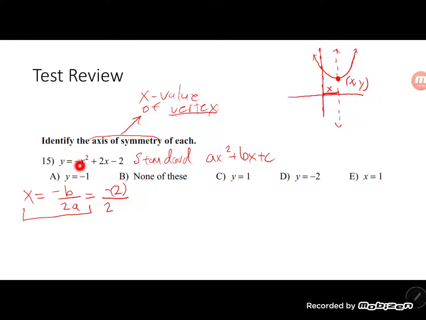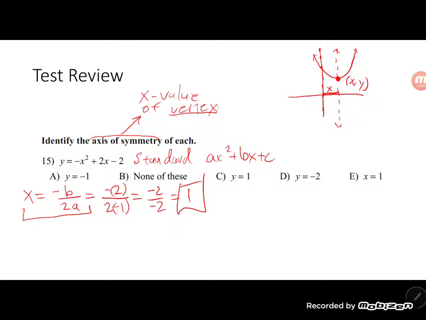And a, now I don't see a number in front of here, but I see a negative. So what number represents a negative? Well, it's just -1. Okay, so I calculate this and I have -2 over -2, which is equal to 1. Okay, so the x value of our vertex is 1.